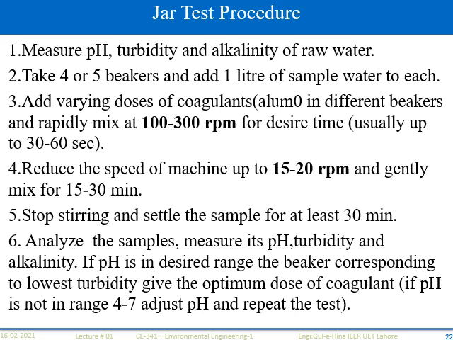If the pH is in the desired range, the beaker corresponding to the lowest turbidity gives the optimum dose of the coagulant. If pH is not in the range, that is 4 to 7, you have to adjust the pH and repeat the test again to find out the optimum coagulant dose, जिसमें आपकी pH रेंज में आए और then आपके पास coagulant की टाइमिंग्स और डोज भी आ जाएगी.